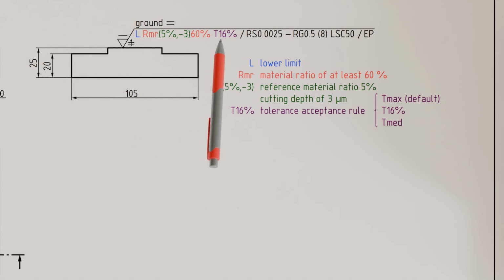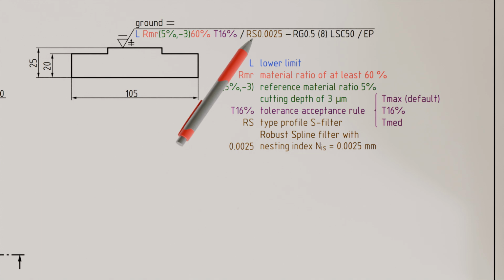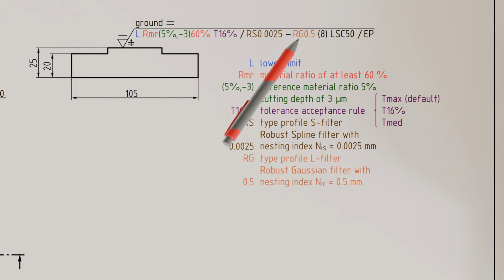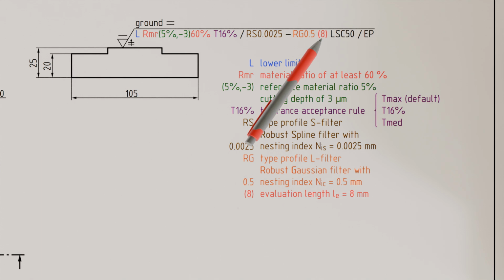After defining the tolerance acceptance rule, the type of the profile S filter is indicated in the surface specification, separated by a slash. In our case, a so-called robust S-spline filter with a nesting index NIS of 0.0025 mm is used. This is followed by, separated by a dash, the specification of the type of the profile L filter. In our case, a robust Gaussian filter with a nesting index NIC of 0.5 mm. Next, in parentheses, the evaluation length is specified, which in this case is 8 mm.